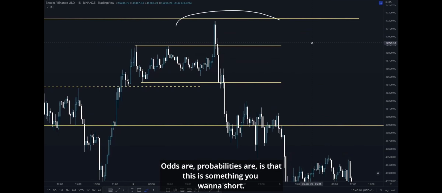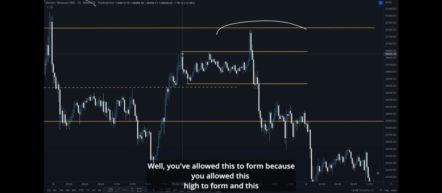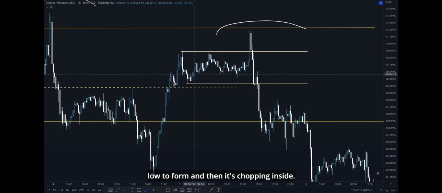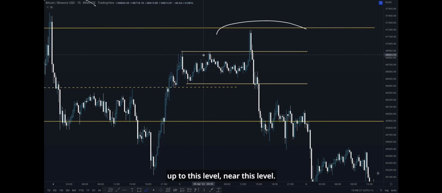Odds are, probabilities are, that this is something you want to short. So how would you do that? Well, you've allowed this to form because you allowed this high to form and this low to form, and then it's chopping inside. You can say, okay, I'm going to add to my short every time it goes up to this level, near this level.